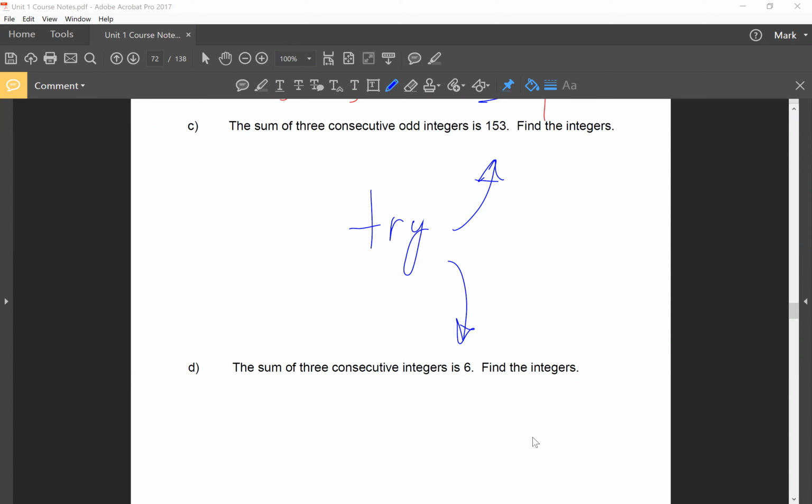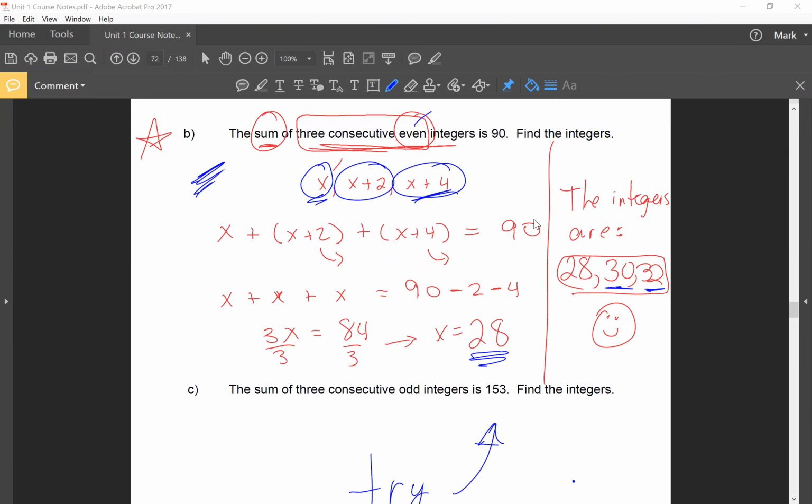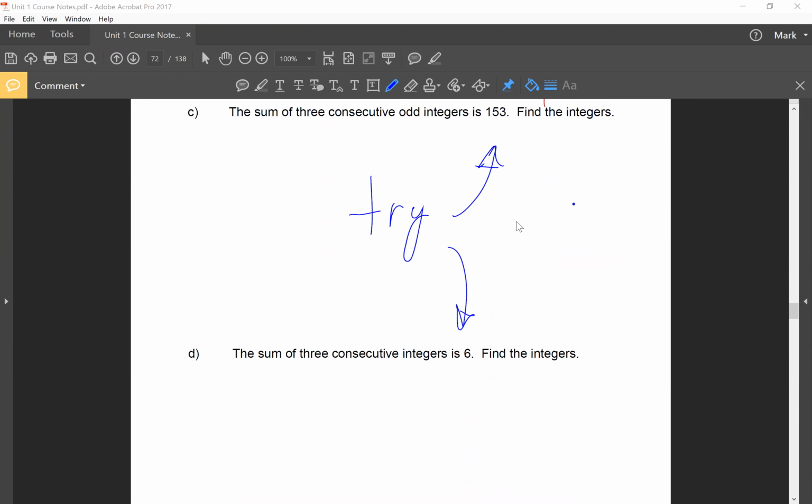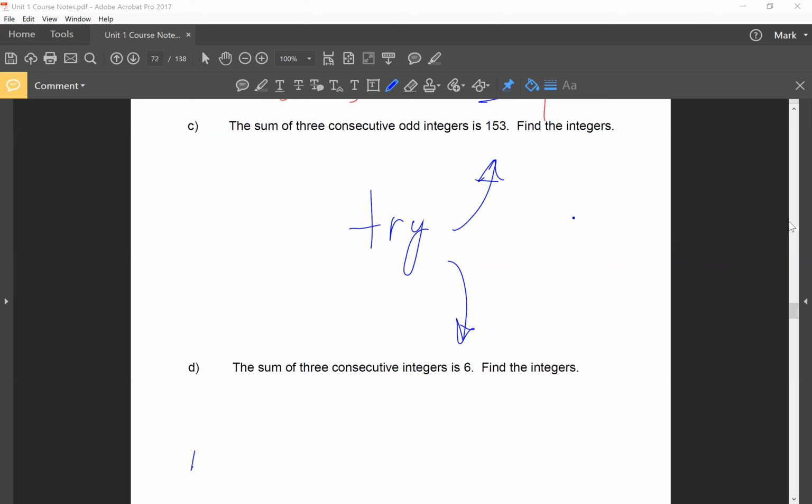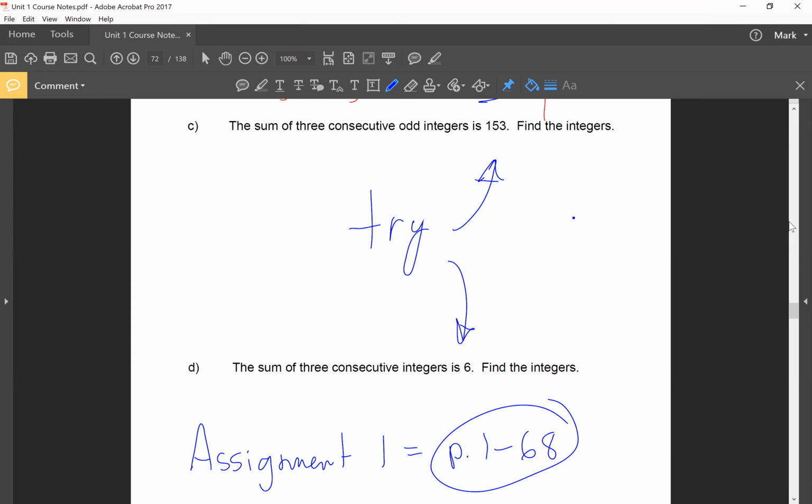Nasser, you have your hand raised. Do you have a question? Yeah, Mr. Mark, is this topic going to be in the assignment? No, the consecutive integers is not in the assignment. The assignment is, I'll write this down if you're wondering. Assignment 1 is pages 1 to 68. You will have word problems, but you won't have consecutive integers. No problem. Thank you. Okay, cool.